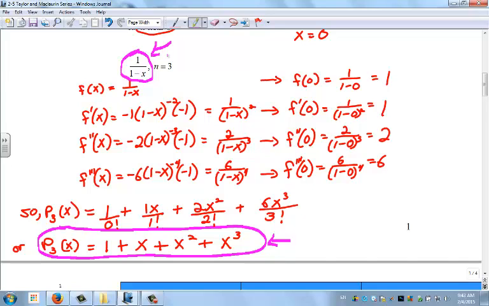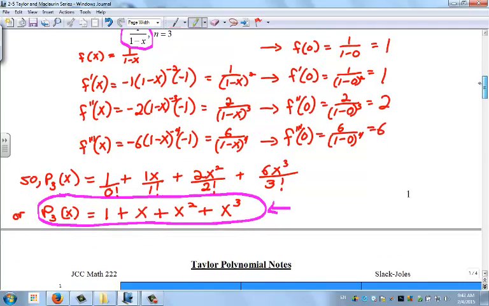Now, you can see what the pattern is here. So even if you needed P5 of x right now, you could just continue the pattern, and you can be reasonably sure that the pattern here will continue. So if you needed P5 of x, it would be plus x to the fourth plus x to the fifth. That is the Taylor polynomial for 1 over 1 minus x.